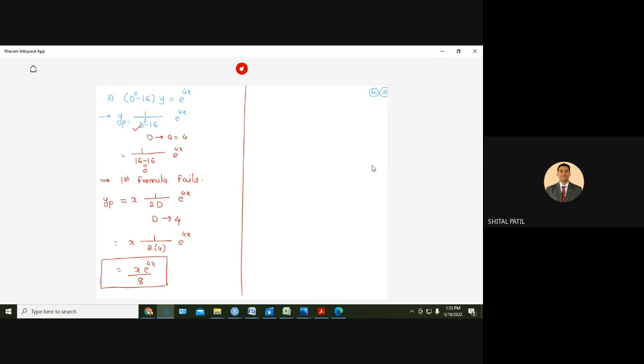Can I go to the next example? चलो आगे बढ़ते हैं. Okay, next example. D square minus 4d. चलो सॉल्व करो. Do it yourself.